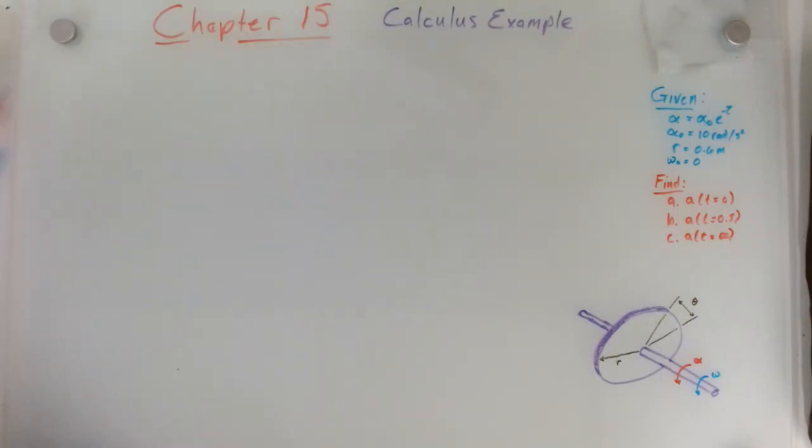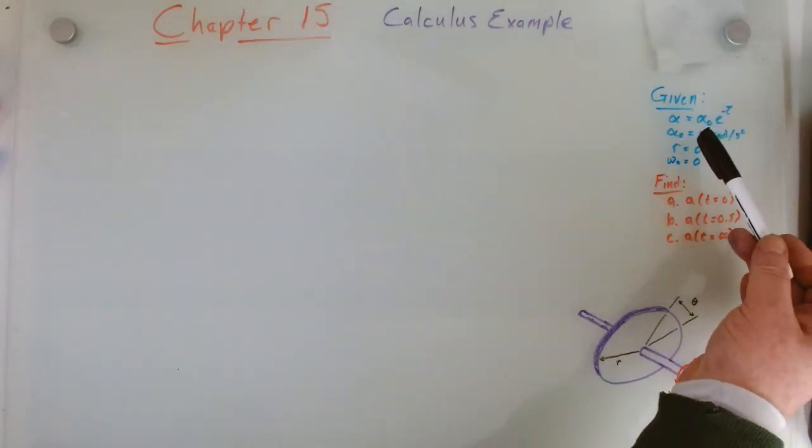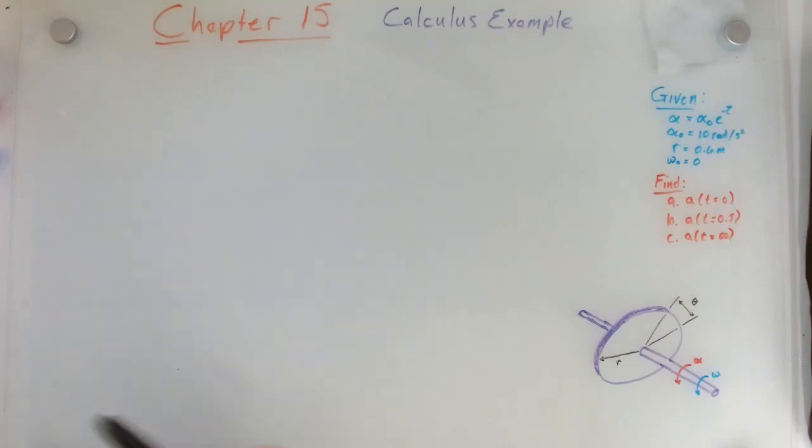Hey, welcome back, folks. We are talking about dynamics. We're into chapter 15, and we are looking at rotation. So in this example, we are given a rotating wheel that is accelerating at this rate here. So alpha equals alpha naught e to the negative t. We're given that alpha naught is 10 radians per second squared. The system starts from rest.